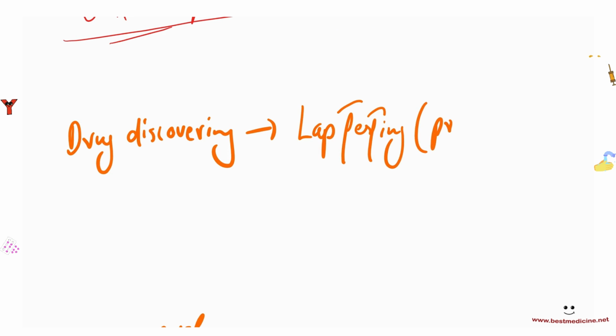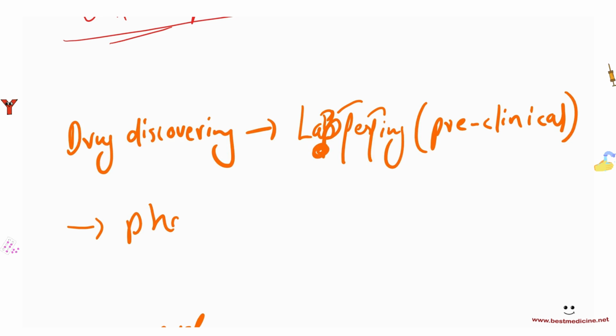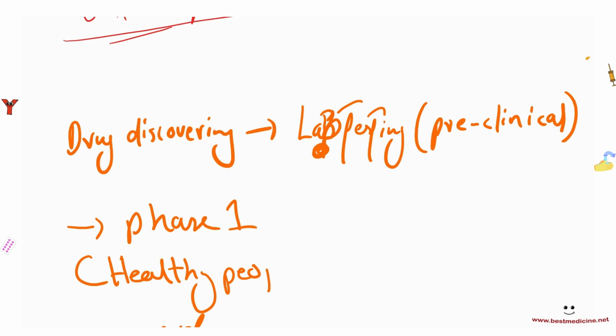Also called preclinical, before we march on to the clinical testing on people. And after that, lab testing. So after that, we will have phase 1. This is on healthy individuals. And what we're trying to do really is to test for side effects. Okay? Side effects.